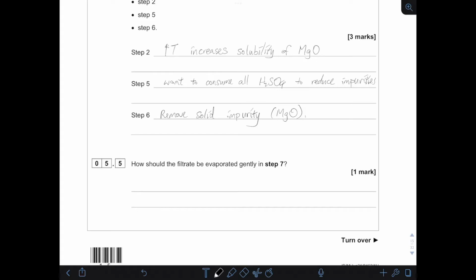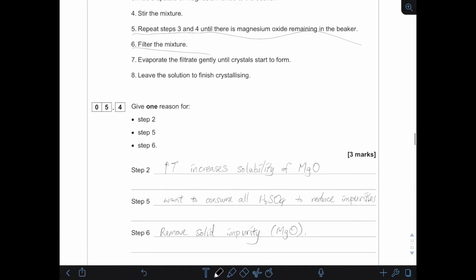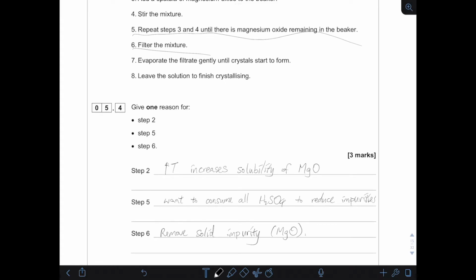Right, how should the filtrate be evaporated gently in step 7? I think if I were doing it, I would just leave it on the windowsill. Oh wait, no, you need to do it until the crystals start to form. So normally step 8 is when you want to leave it on the windowsill.